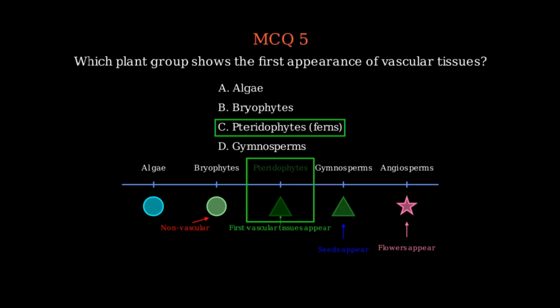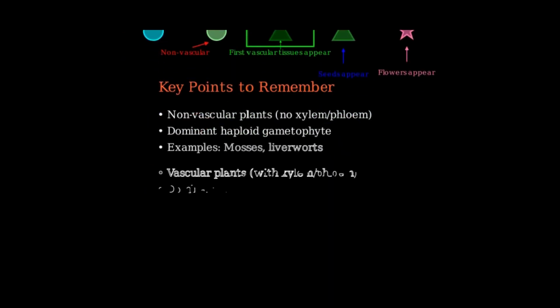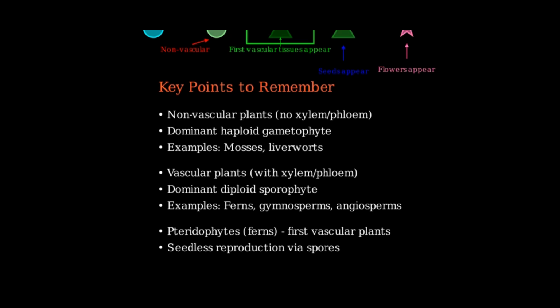In the evolutionary timeline, the development of vascular tissues was a major step that allowed plants to grow taller and colonize drier environments. This adaptation first appeared in the pteridophytes, making them the earliest vascular plants. Let's summarize what we've learned about bryophytes and tracheophytes.